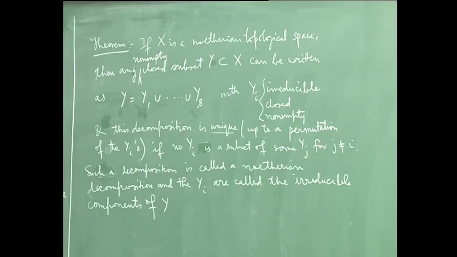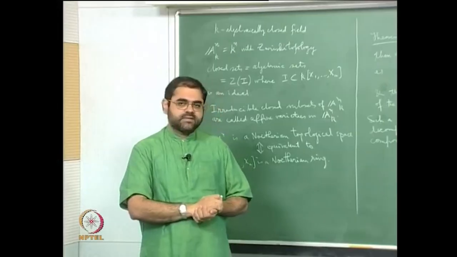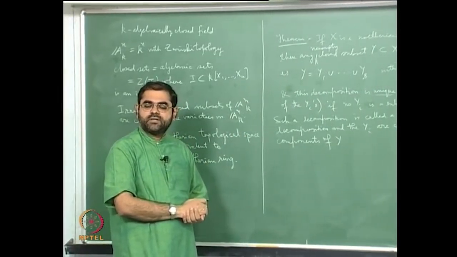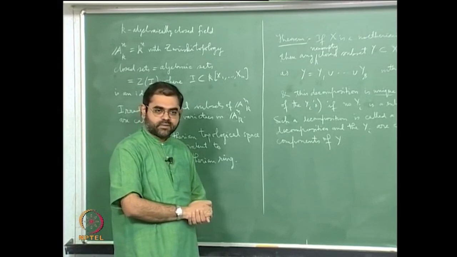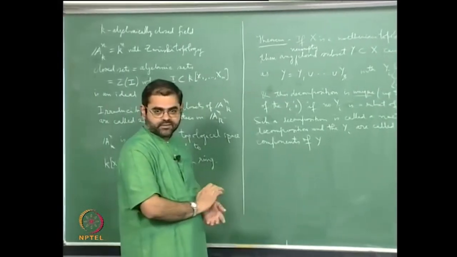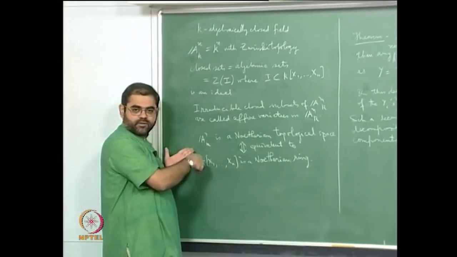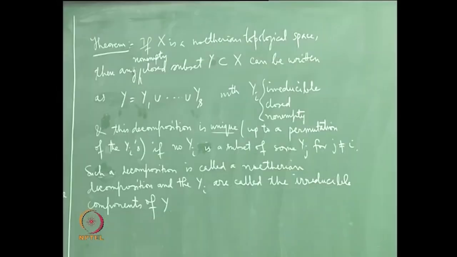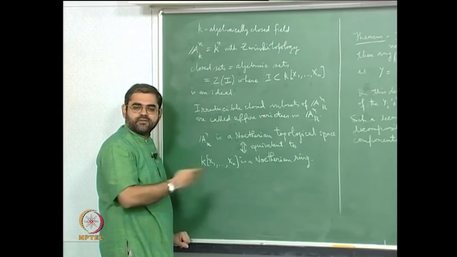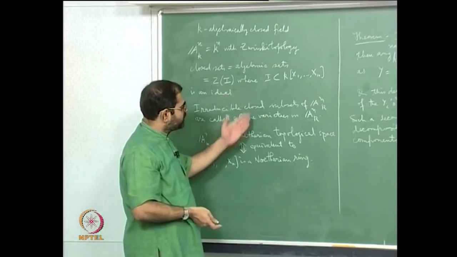It is much similar to what you do in topology. You define connectedness of a subset, and then you prove that any topological space can be written as a union of its connected components. In the same way here, if you want any topological space to be written as a union of its irreducible components, and you want that to be a finite union, the condition you have to put on the topological space is that it should be Noetherian. That is a nice condition, and that condition holds for affine space as we have already seen. So if you believe this theorem, you will immediately get that any algebraic set can be uniquely decomposed into affine varieties in this sense. So that proves the statement that we want.